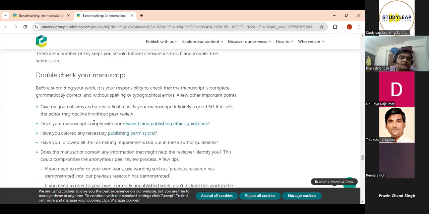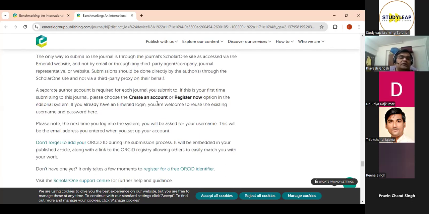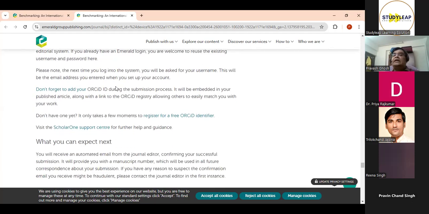What will you check? These are the points, right? Then the submission process: create an account. Yes, ORCID ID. You must be ready with these 3 IDs. I got an invitation from a journal, but I am not ready with my Web of Science ID. I have a Scopus ID. You get a Scopus ID when there are a minimum of 2 papers in Scopus. Scopus will generate your ID.